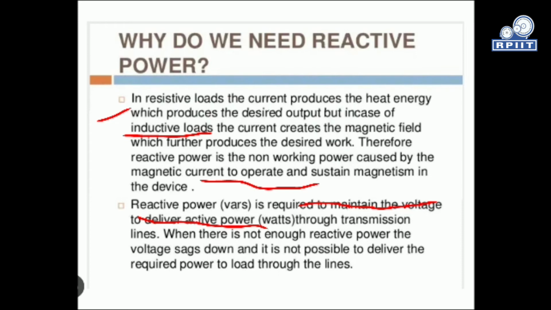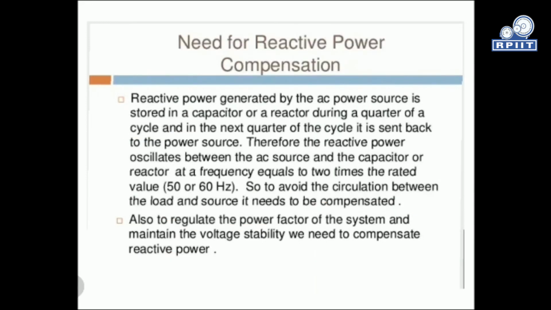When there is not enough reactive power, there is a voltage sag, and it is not possible to deliver the required power to the load through the lines, right? So if the reactive power is absent in the circuit or not enough to maintain the voltage for transmission, then there will be a voltage sag, and due to that the desired voltage is not transferred to the load. So we'll talk about the need for reactive power compensation.